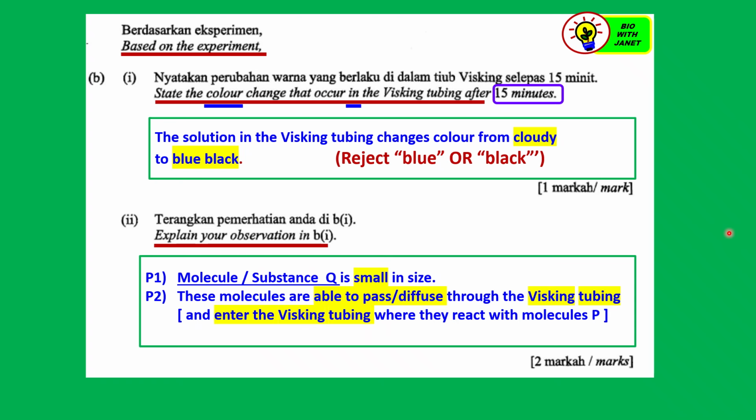Referring back to your hypothesis and aim, you must mention that the molecule of substance Q, which is found in solution Q, is small in size. That's why these molecules are able to diffuse through the Visking tubing, where the iodine will react with the starch molecules and cause it to turn blue-black. So the two points are, firstly, substance or molecule Q is small in size, you must mention small, and they are able to pass through the pores of the Visking tubing.